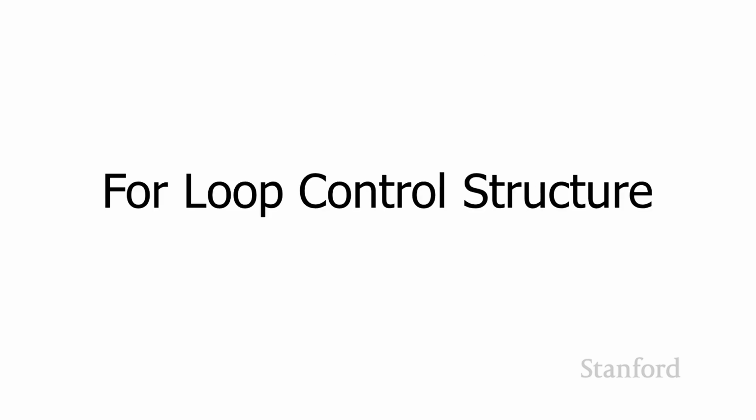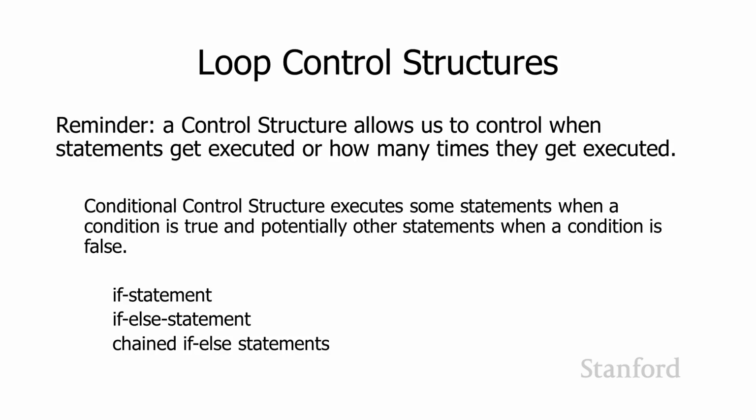All right, one of the most common things that we'll want to do with lists is to process the items in the list. And we're going to do that using a for loop control structure. So just as a reminder, a control structure allows us to control when statements get executed and sometimes how many times they get executed. The conditional control structure, which we saw last lecture, executes some statements when a condition is true, and potentially it will also execute another set of statements when that condition is false. So we took a look at the if statement, the if-else statement, and chained if-else statements last lecture.